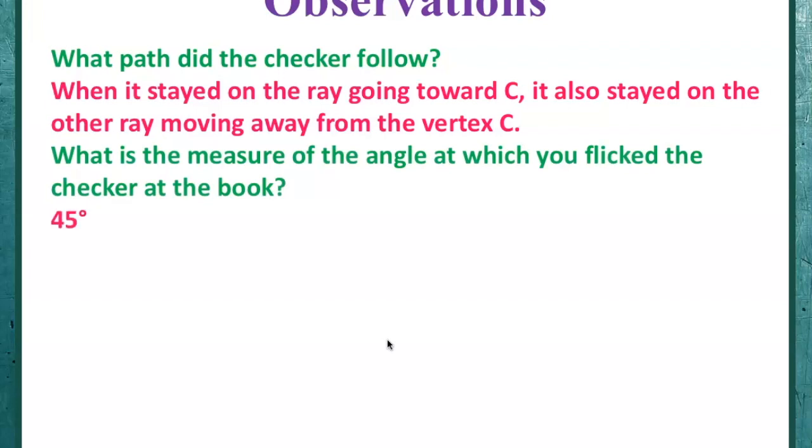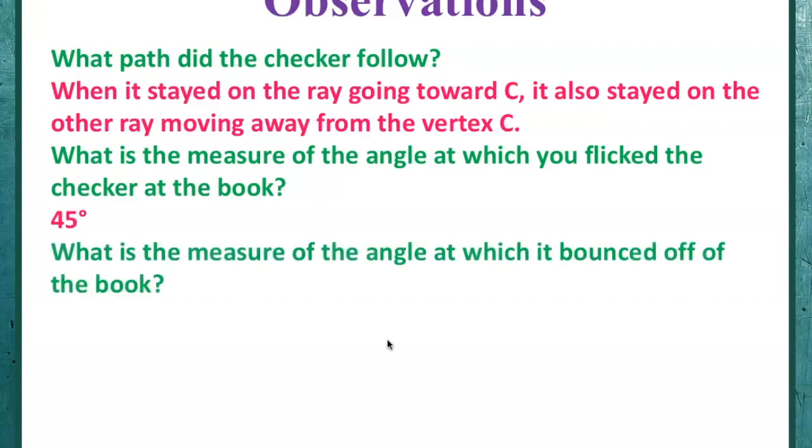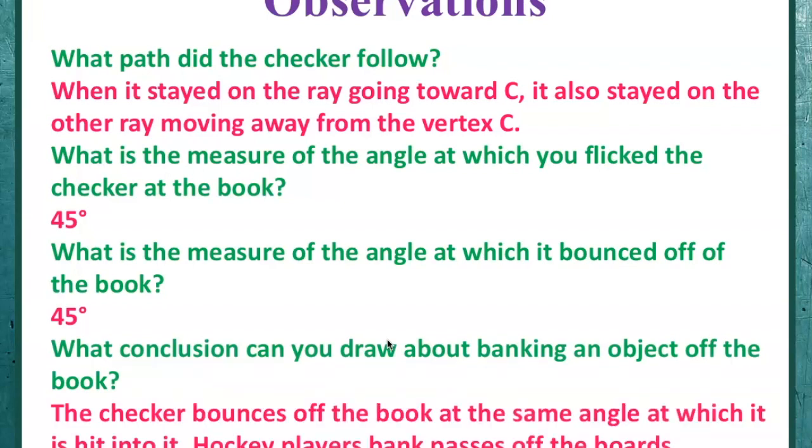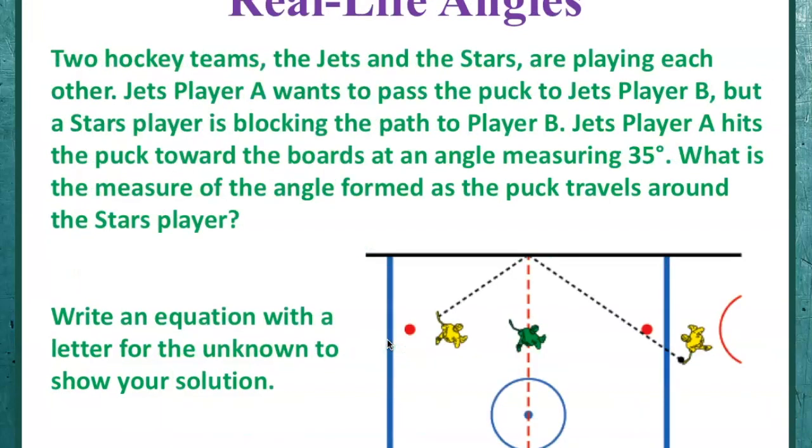So we know that the angle that we flicked the checker at the book or the penny or whatever it was, was 45 degrees, and it bounced off at another 45-degree angle. What conclusion can you draw about banking an object off the book? The checker bounces off the book at the same angle at which it hit it. Hockey players bank passes off the boards according to this observation. As you can see in this picture, you are noticing.